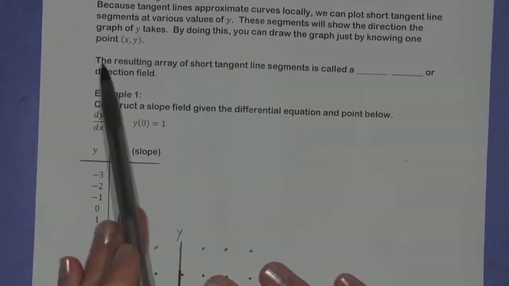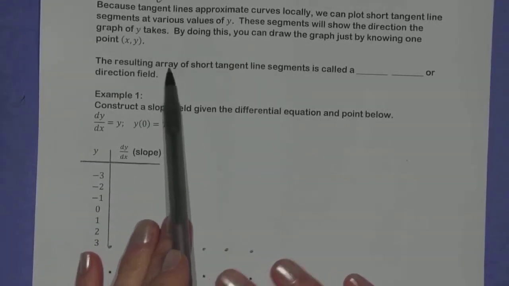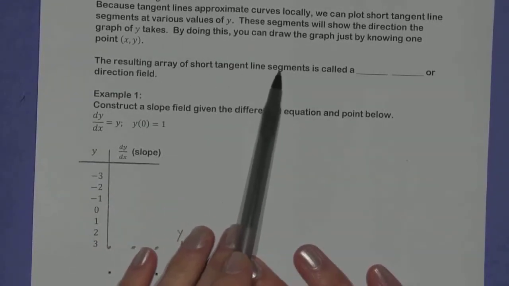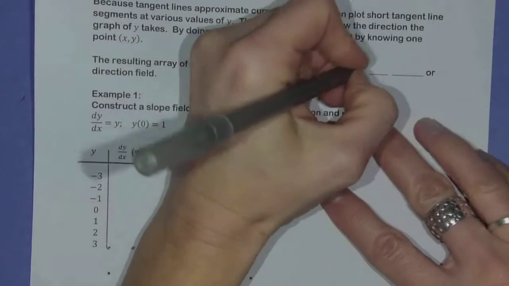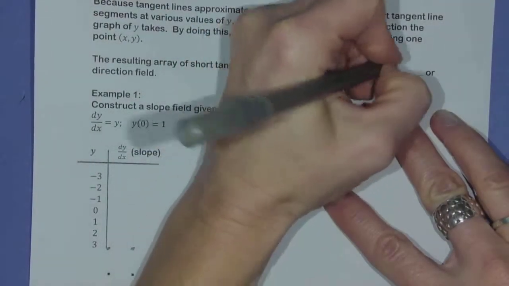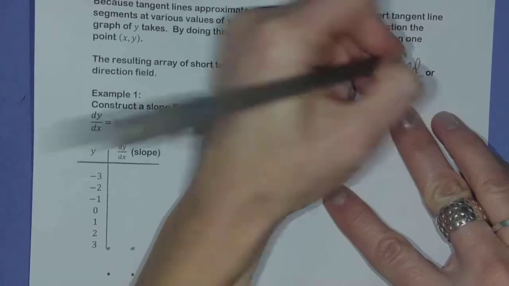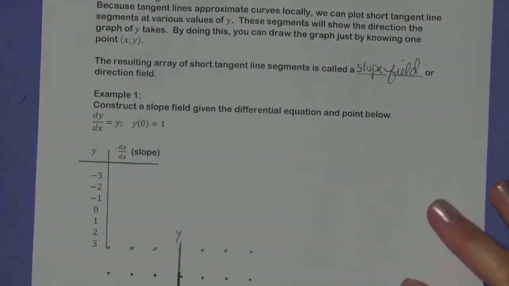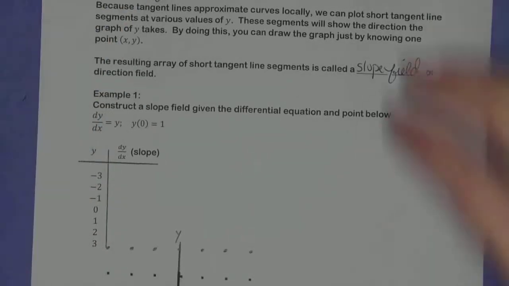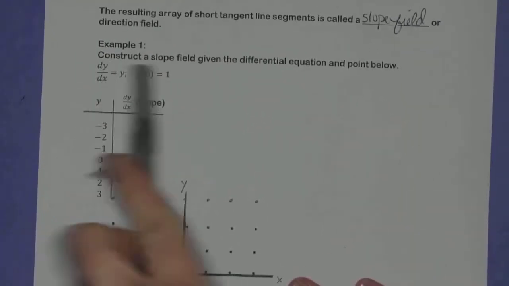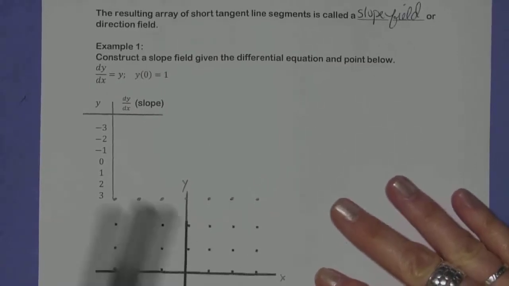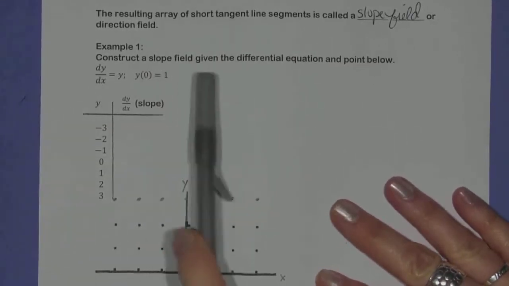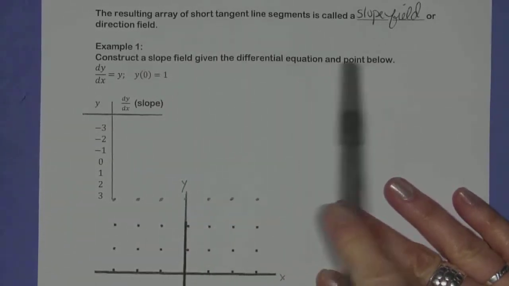Okay, one more blank to fill in here. The resulting array of short tangent line segments is called a slope field, and that's what we're studying today. It's a field of slopes, a slope field or a direction field. Okay, so we're going to get right into our first example. Example 1 says, we're going to use that same equation from up above, construct a slope field given the differential equation and point below.